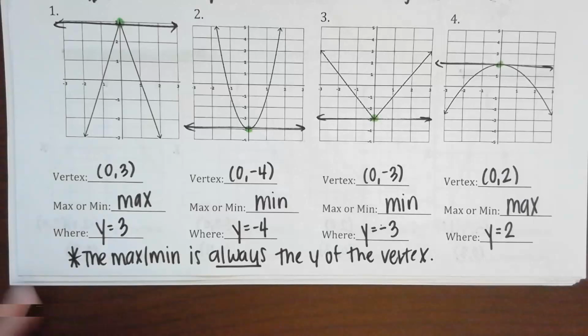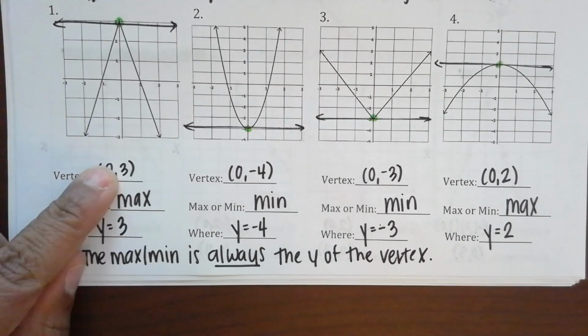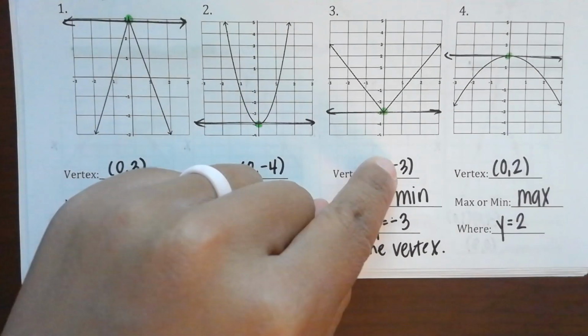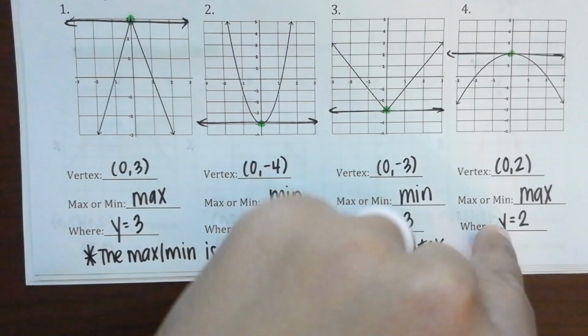Make sure that you have this piece as well because that helps you. The max or min is always the y of the vertex. It will always be the y because there's a 3, there's a 3. -4, there's a -4. -3, -3, 2, and 2.